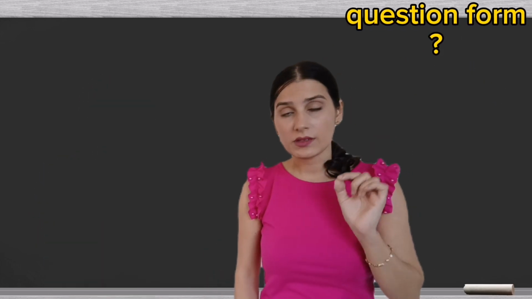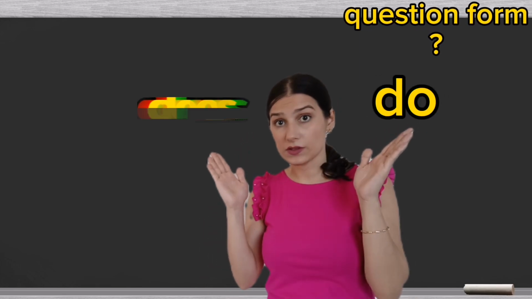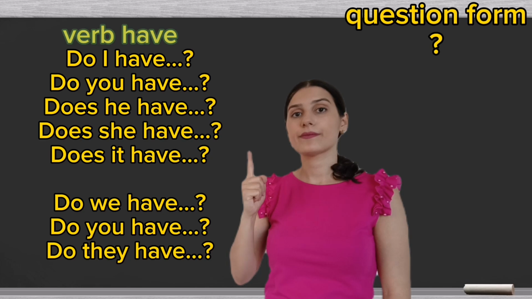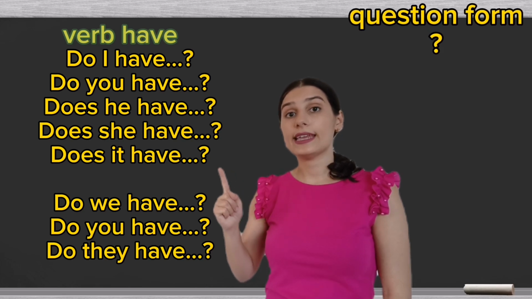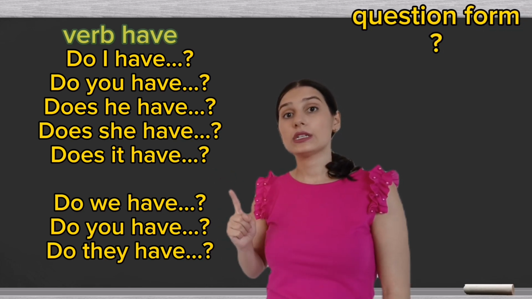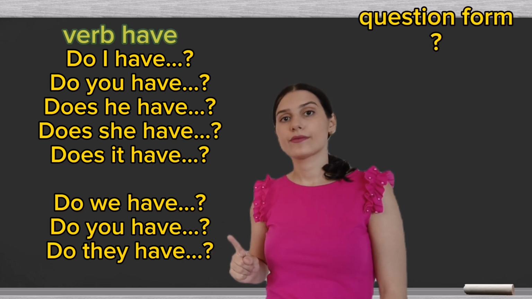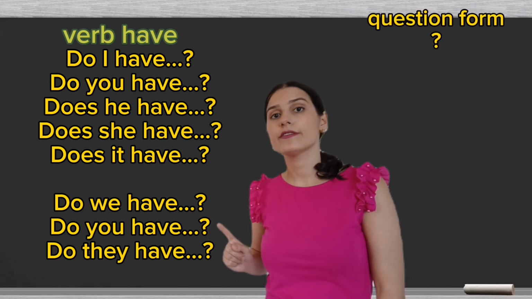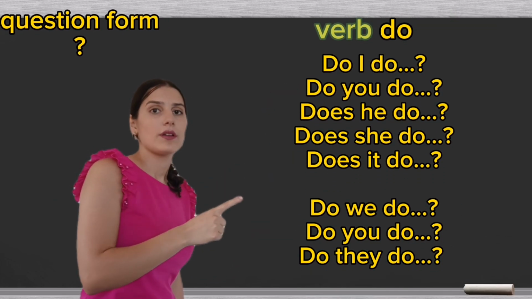To make questions with the verb have and with the verb do, we have to use do or does. For example, do I have? Do you have? Does he have? Does she have? Does it have? Do we have? Do you have? Do they have? Do I do?